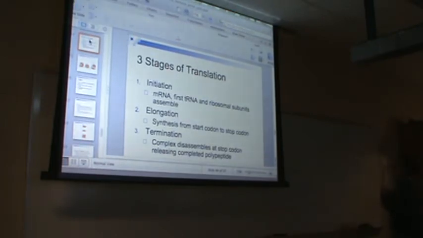So basically, I'm saying among all this, we also need tRNA, anticodon, and we also need something called wobble position.